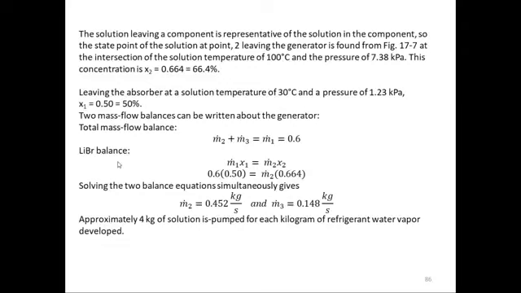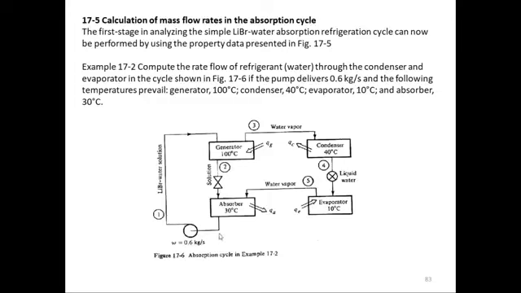And lithium bromide balance: whatever lithium bromide is leaving is m.1 into x1, and whatever is coming back from the generator into the absorber is m.2 into x2. So if you look here, m.1 and x1, where x is the concentration or percentage of lithium bromide in the solution. So m.1 x1 is the mass of lithium bromide which is leaving, and m.2 x2 is the mass of lithium bromide which is entering the absorber. So they should be equal if it's a steady flow process.